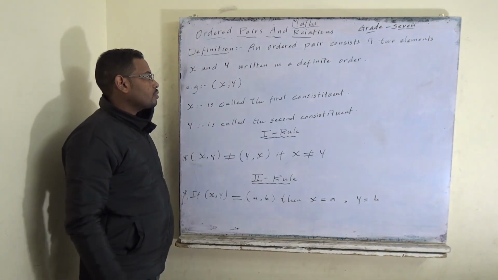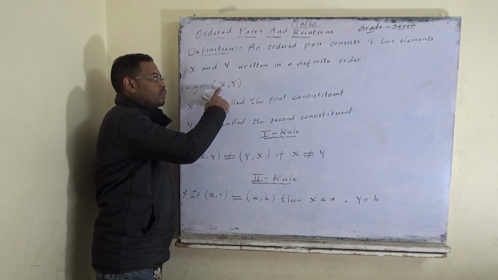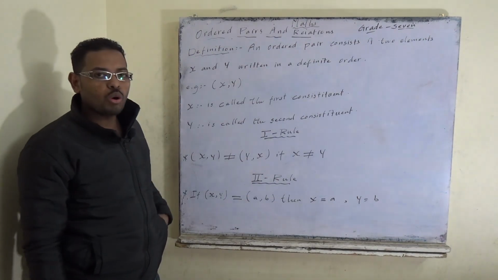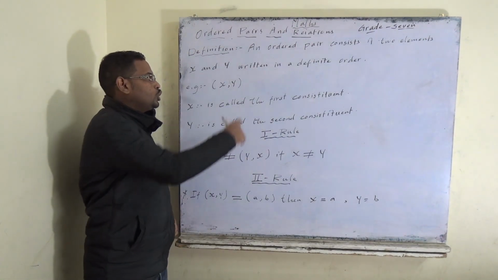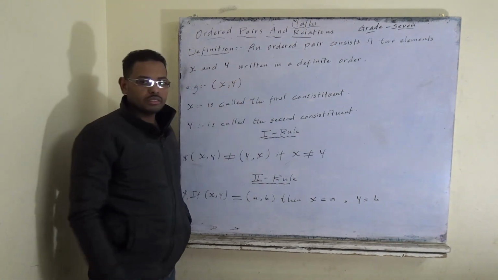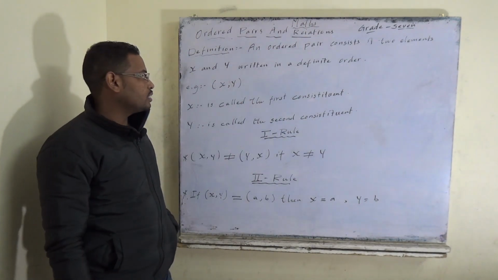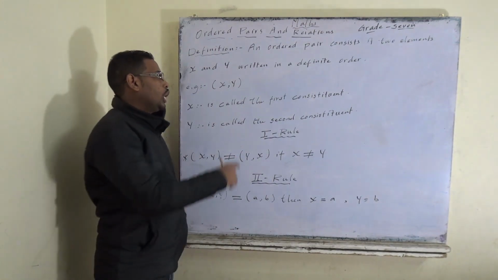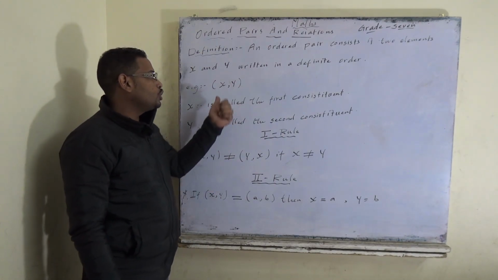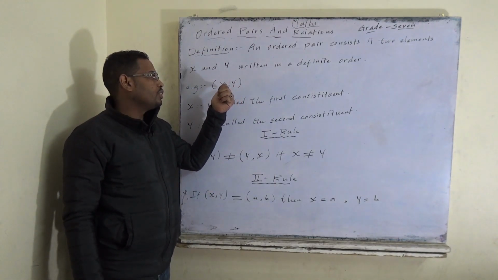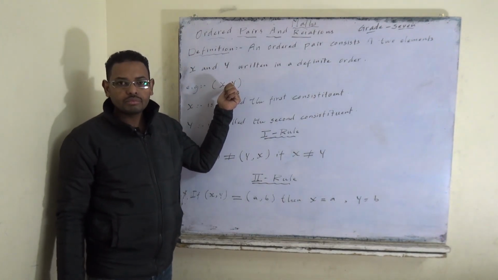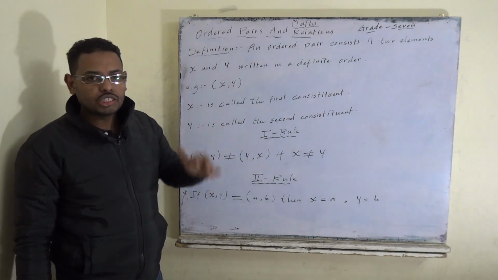Here, in order to say for a pair to be an ordered pair, first of all, it should be closed within a bracket. This is the first case. The second case, it should be separated with a comma like this. That means the two variables which we have here, x and y, should be separated with a comma.